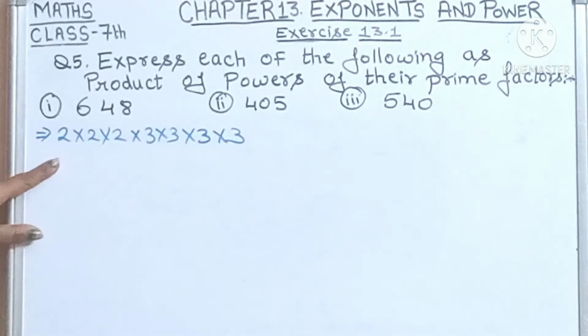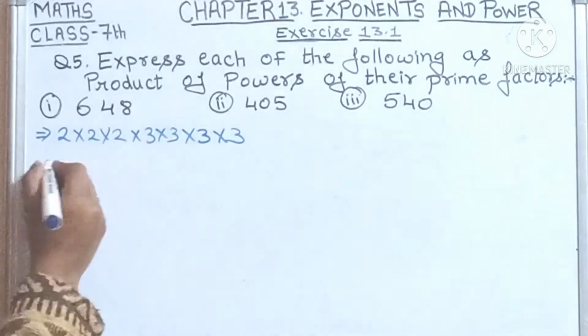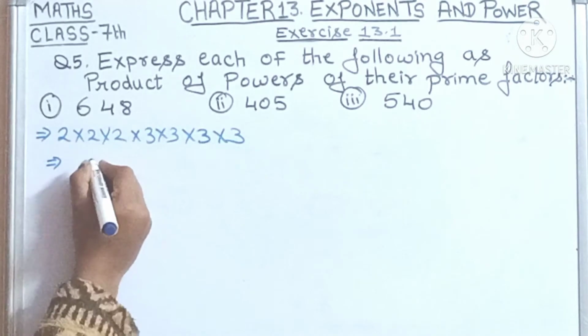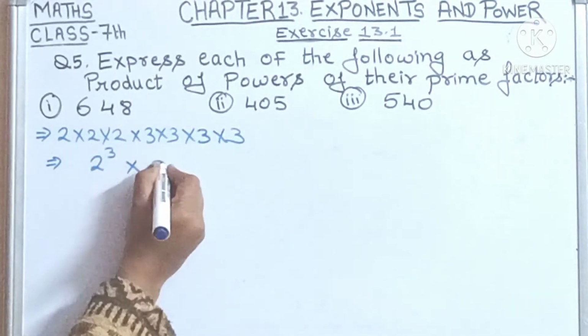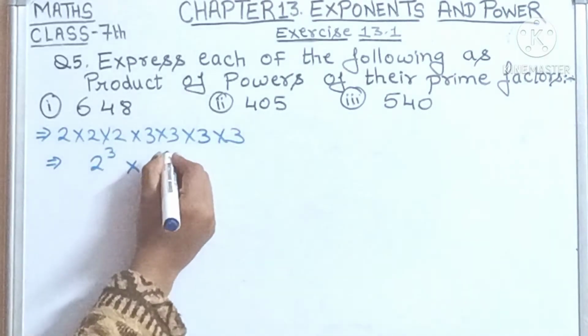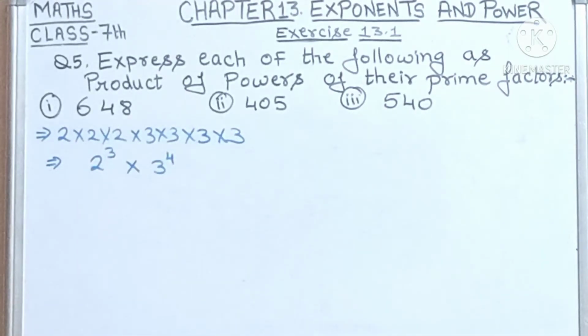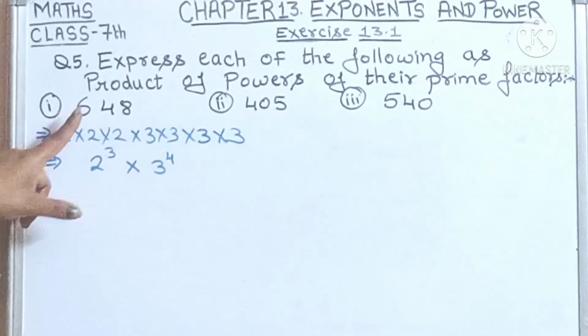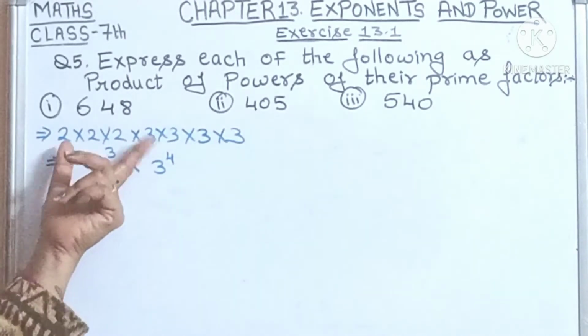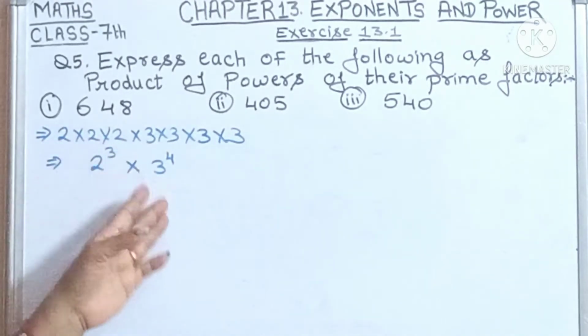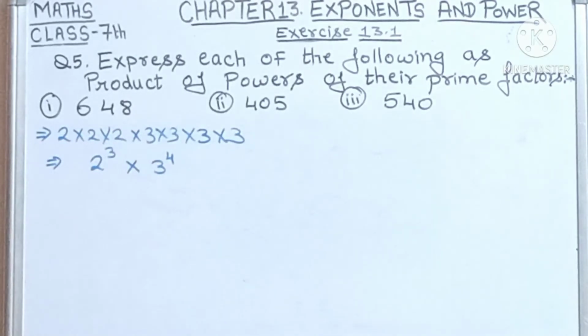Now how do we write it in the exponential form? We got 2 three times, so we can write it as 2 raised to the power 3, into, we got 3 four times, so we can write it as 3 raised to the power 4. So this is the answer. We have expressed this number as a product in terms of powers. So here it was the first one.